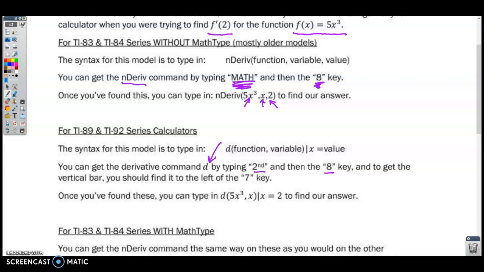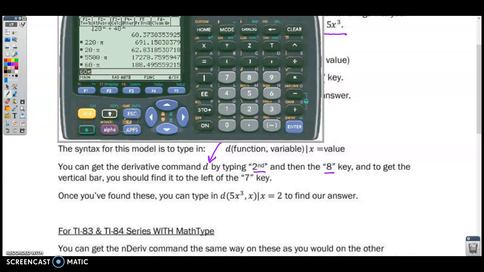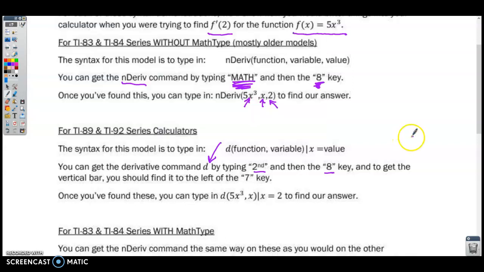If I pull up my virtual TI-89 here and do this, I'm going to hit second and the number 8, that pulls up the d, and then I can type in the function 5x cubed with respect to x, close my parentheses, the vertical bar here next to the 7, and then type in x equals 2, and if I hit enter, it'll give me the value of that derivative at 2.